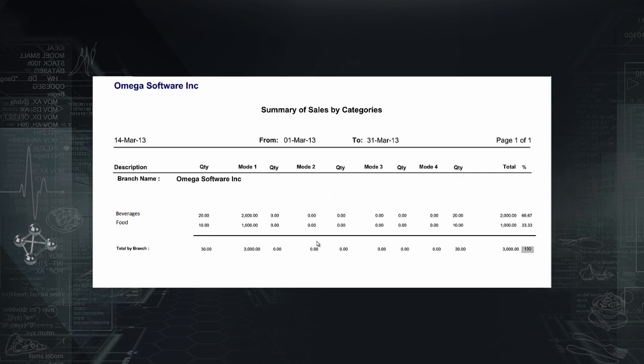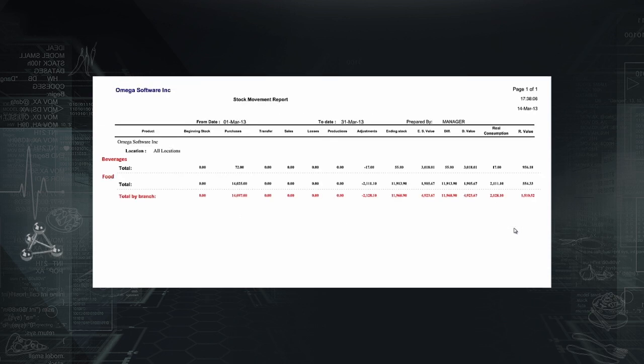Let's take an example of the sales by categories. Notice the beverages sales amount and the food sales amount. Compare the results with those of the periodical report, which indicates the consumption and its value for both beverage and food. Divide the cost by the sales value to get the cost percentage of the food and that of the beverage.